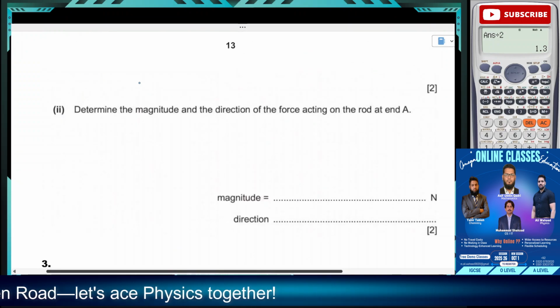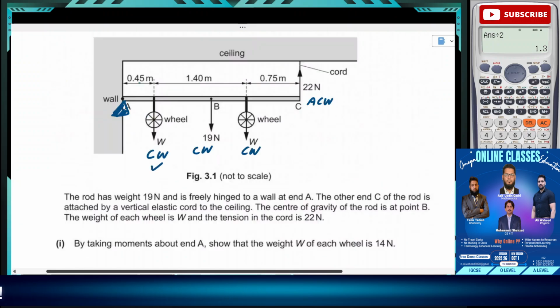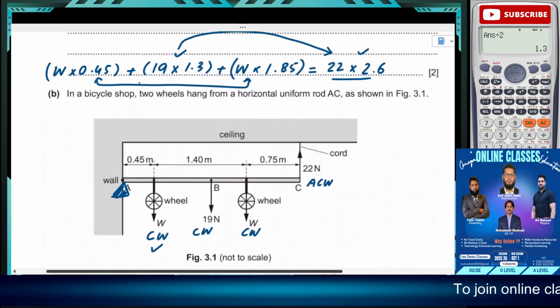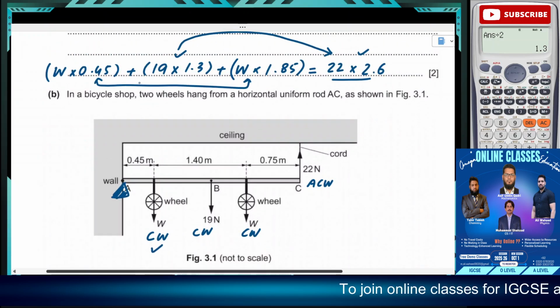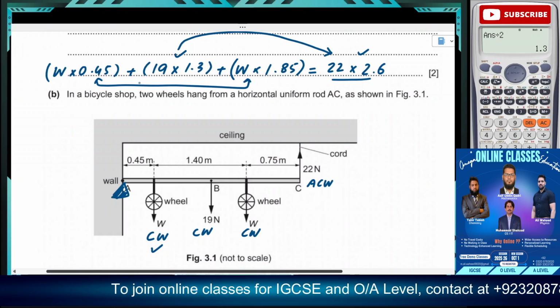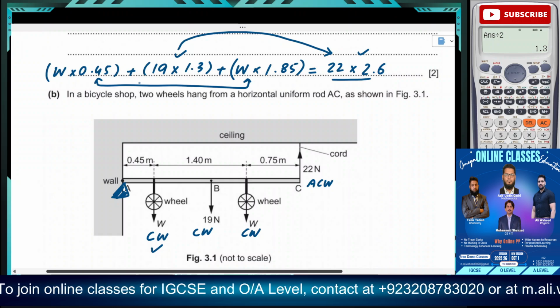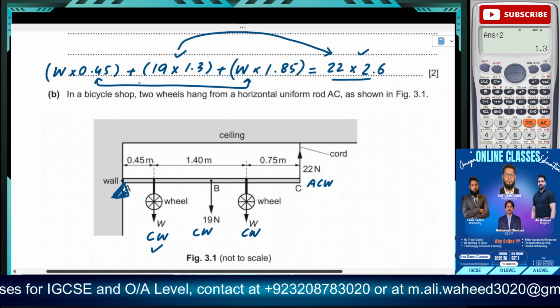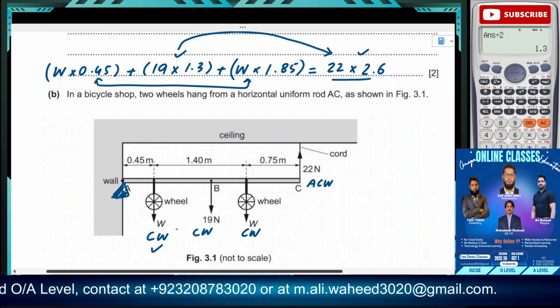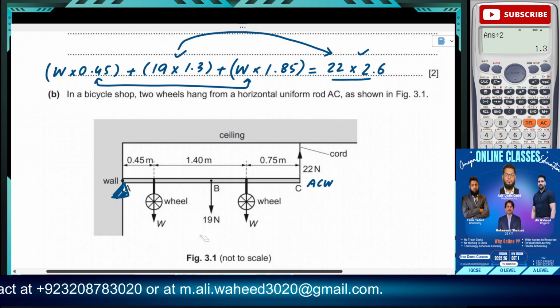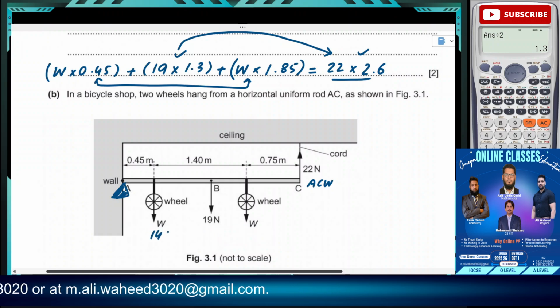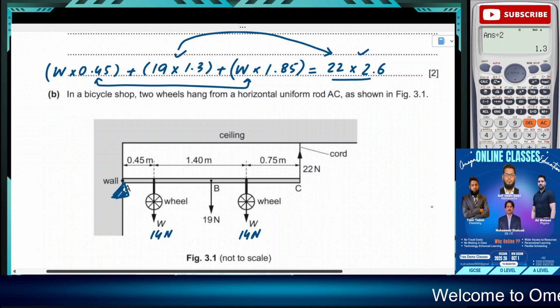Determine the magnitude and the direction of the resultant force acting on the rod at end A. So in order to solve that kind of question, we use the principles of equilibrium, the conditions of equilibrium. The sum of the forces downward should equal the sum of the forces upward. So what are the forces downward? Now the weight has already been found out. W should be 14, the weight of one of the wheels should be 14. Now what is the total downward force?